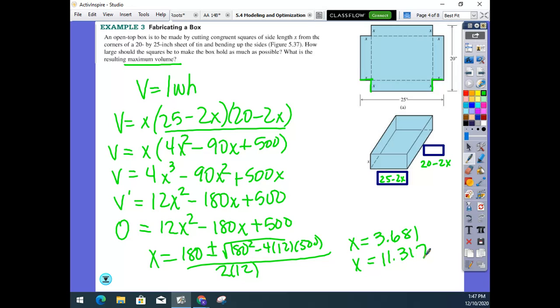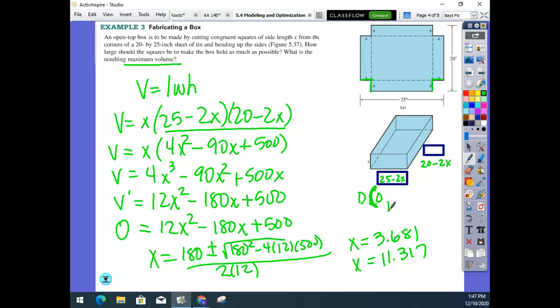My other answer is 11.317. All right, we didn't talk about domain, and usually when I get to this point, I'm like, oh shoot, we got to go back and talk about domain. So if we think about this box, if it's a real world problem, it's always got to be more than 0, because it doesn't make sense if x can't be negative. So it's got to be more than 0.